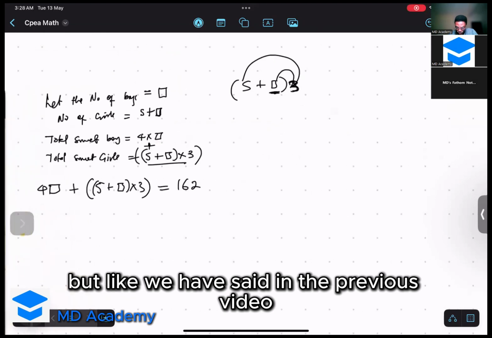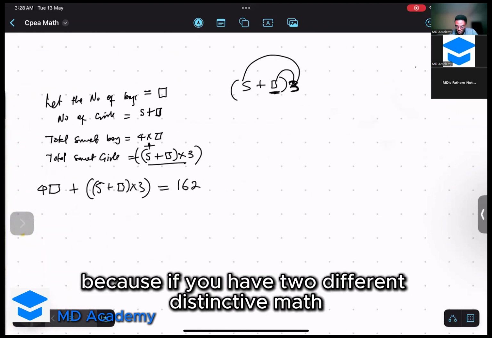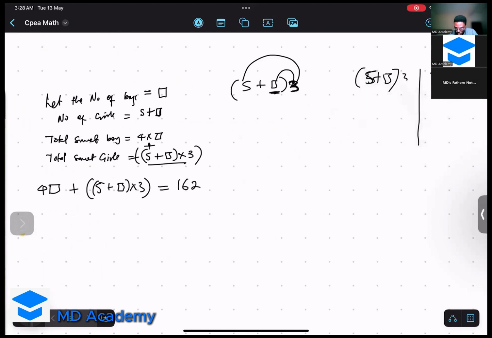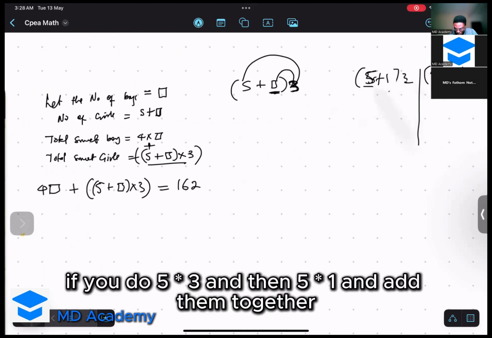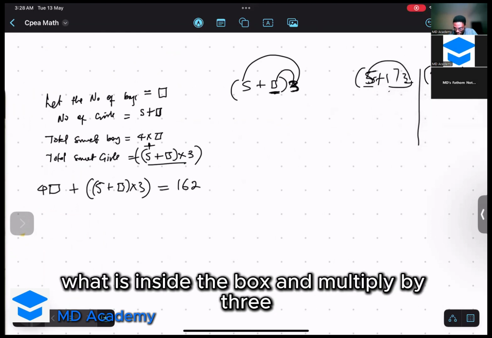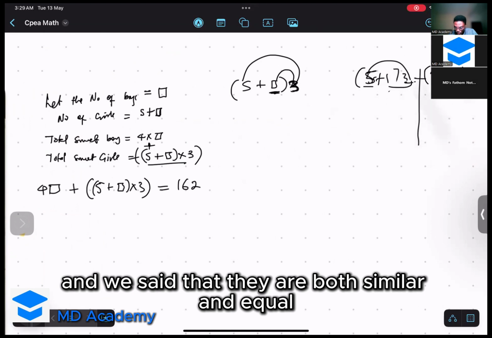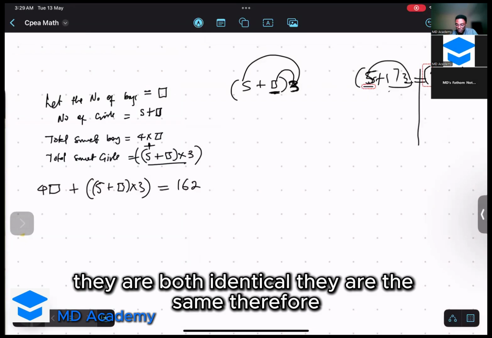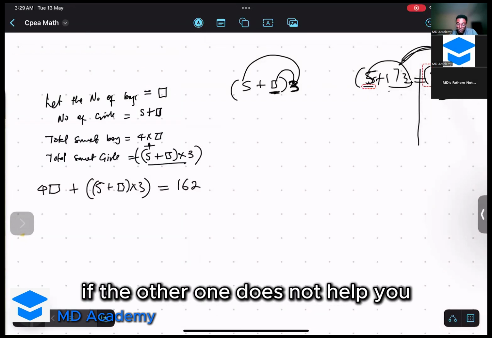But like we said in the previous video, that math works because if you have 5 plus 1 times 3, and you do 5 times 3 and then 1 times 3 and add them together, you get the same answer as if you add what is inside the bracket and multiply by 3. And we said that they are both identical. They are the same. Therefore, you could use any method if the other one does not help you in a particular situation.